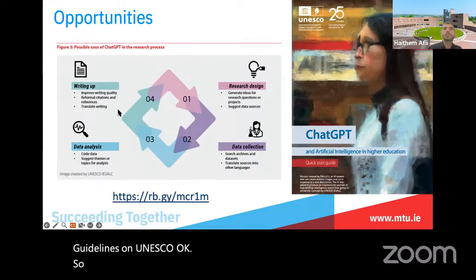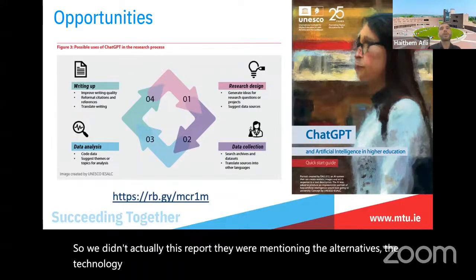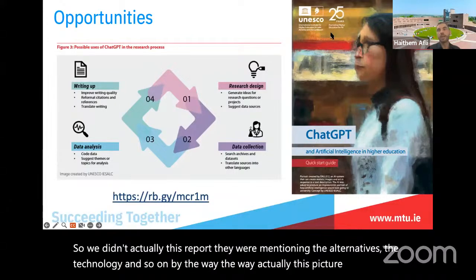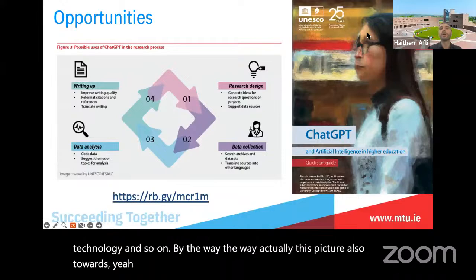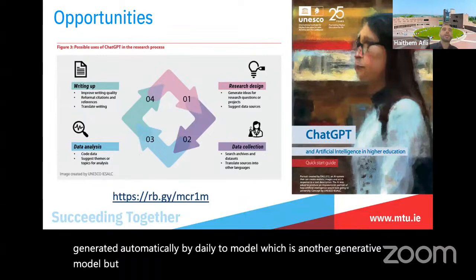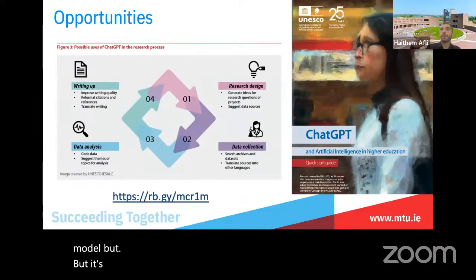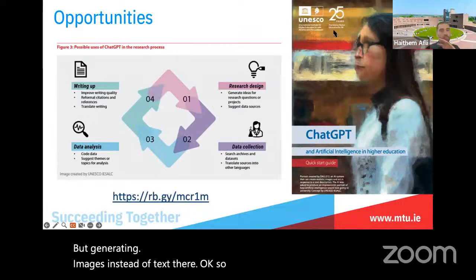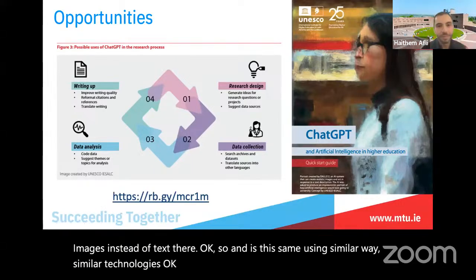So within this report, they were mentioning, trying to introduce the technology and so on. By the way, this picture was also generated automatically by the DALL-E 2 model, which is another generative model, but generating images instead of text. It is the same, using similar technology.